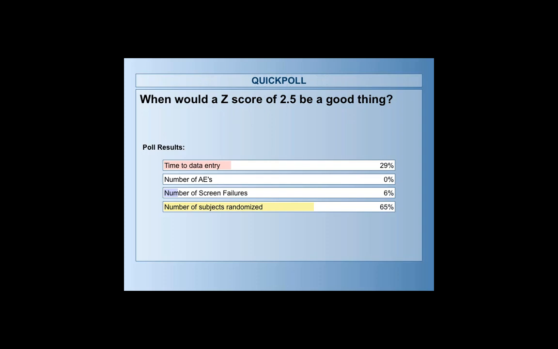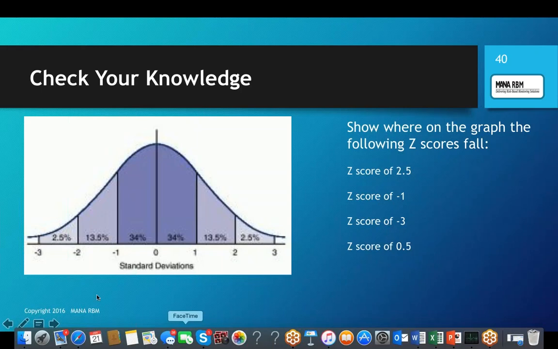So in this situation, a minus 2.5 would be a good thing, but number of subjects randomized is a good thing. So 2.5 standard deviations is a good thing. That says that this site is randomizing a lot of subjects. So again, it has to be looked at in context, but those are the results that you have there. Okay, now let's move on.